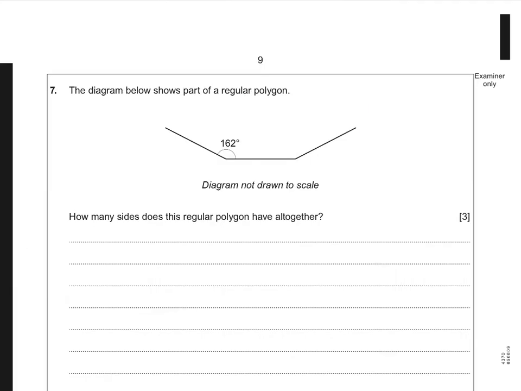Okay, with question 7, the big key word here is regular. Regular polygon means all sides and all angles are equal.